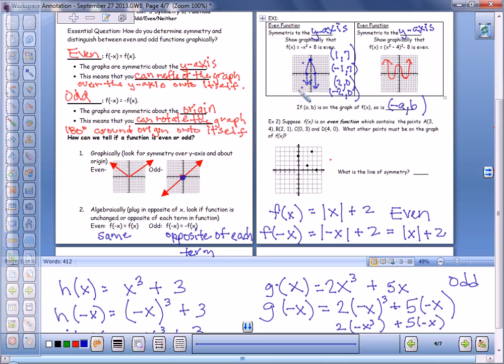So if I do this in generic terms, if I say (a, b) is on the graph, then (negative a, b) must also be on the graph. So that's helpful for this next example. Here it's telling us we're starting off with an even function, and we have the points (3, 4), (2, 1), (0, 3), and (4, 0). What other points must also be on the graph? Okay, Matt, what do you think? Negative 2, 1, 0, 3, and negative 4, 0. Very good.